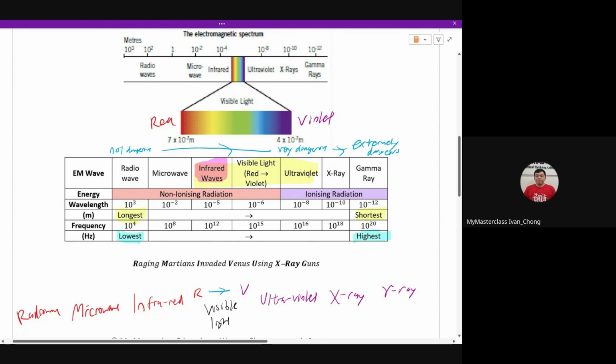Ultraviolet will cause you to start to have skin problems, or you will tan your body, you have cancer. X-rays are very, very dangerous. Gamma rays will kill you straight. Okay, so you can see the danger level from left to right.